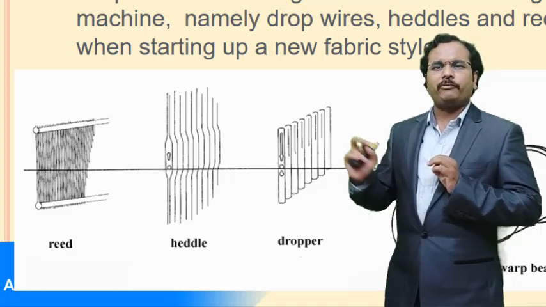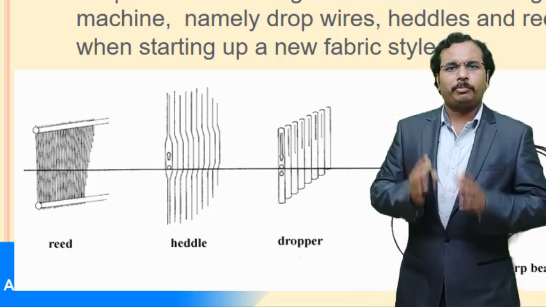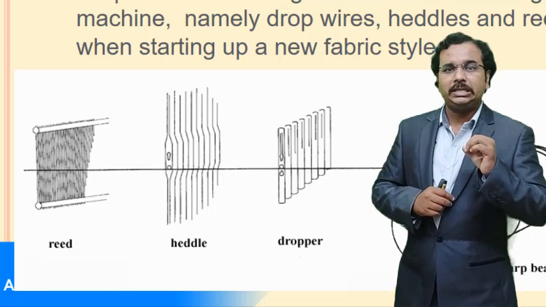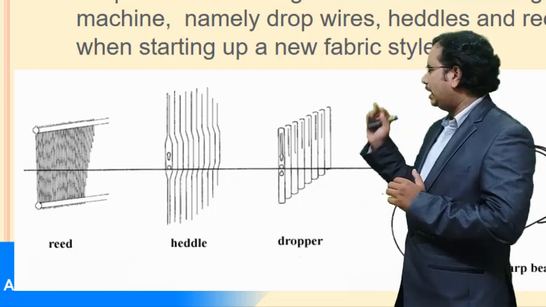So now these drop wires are used to stop the machine whenever a warp end breaks. Okay, and the second one is heddle wires.